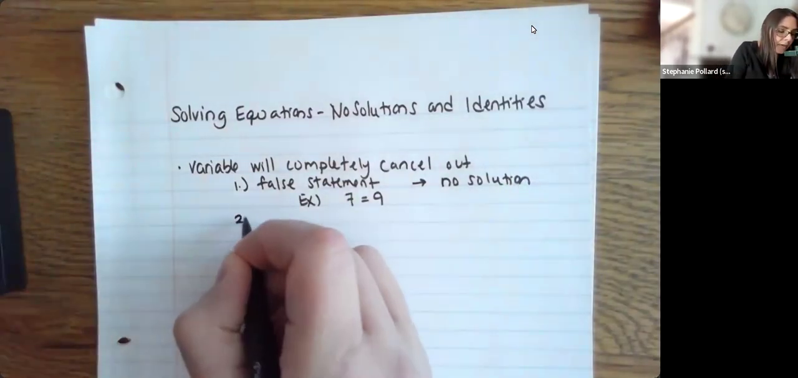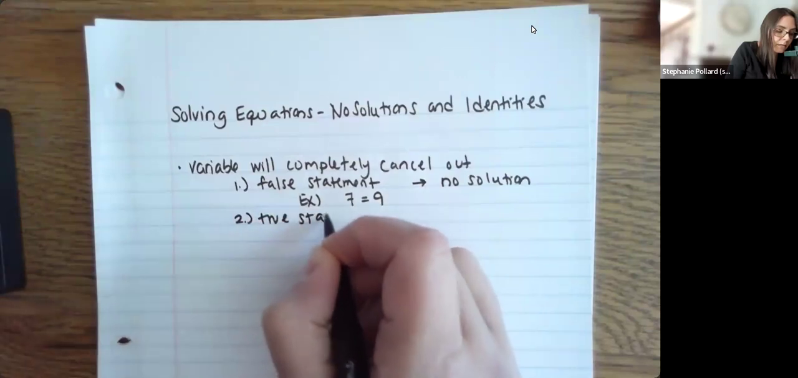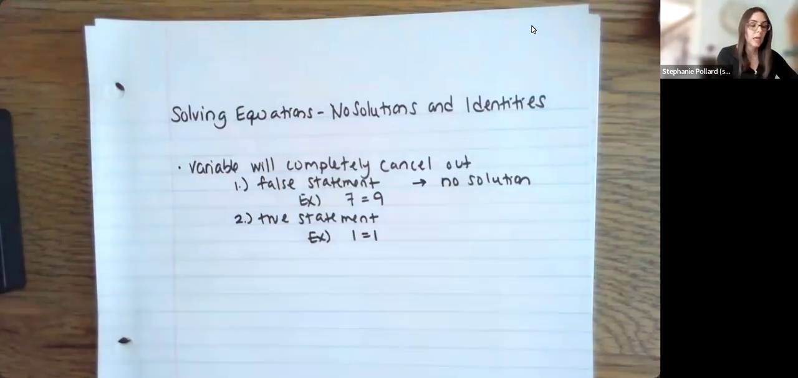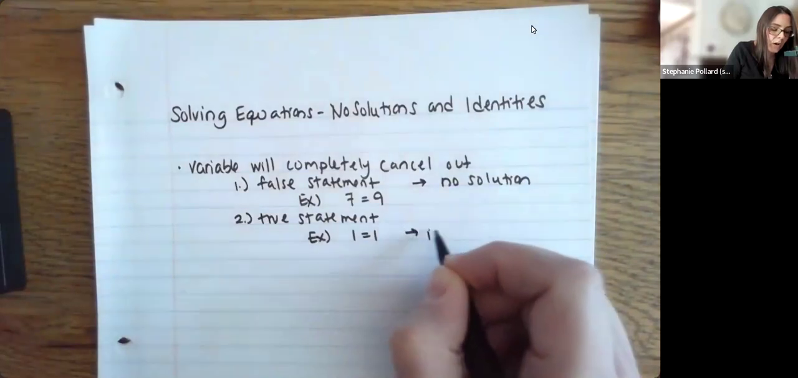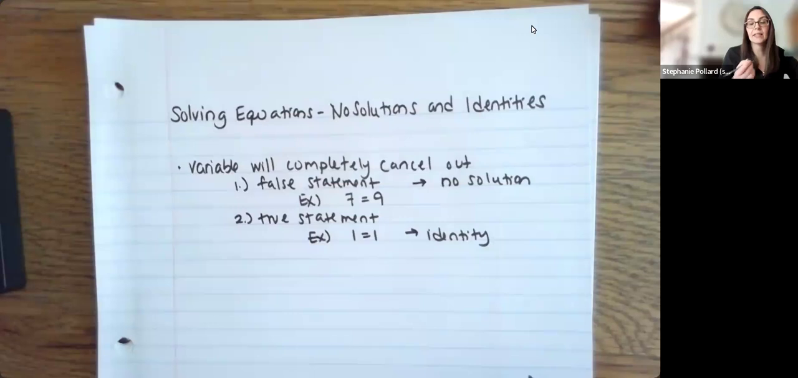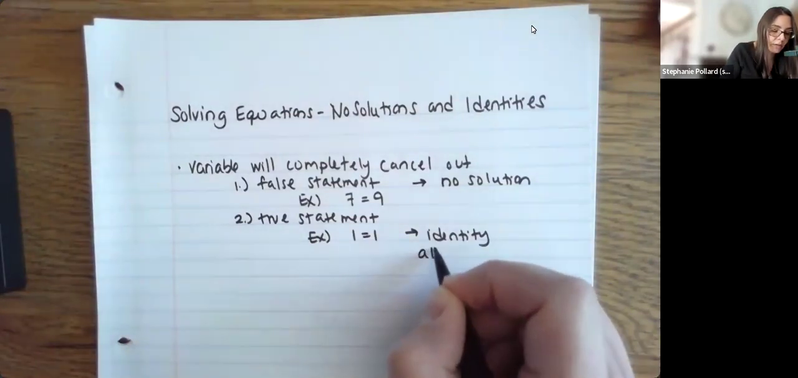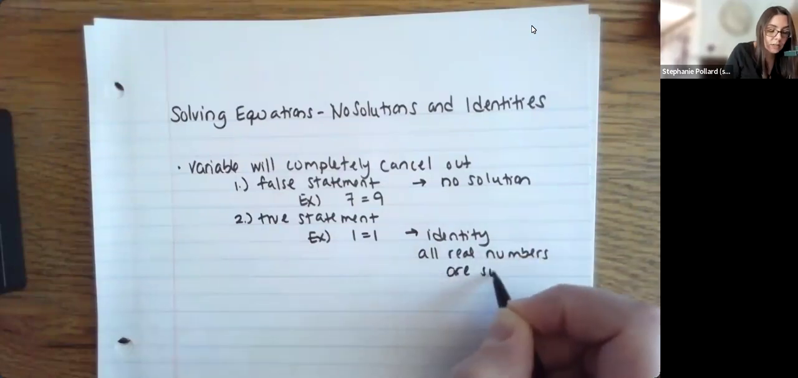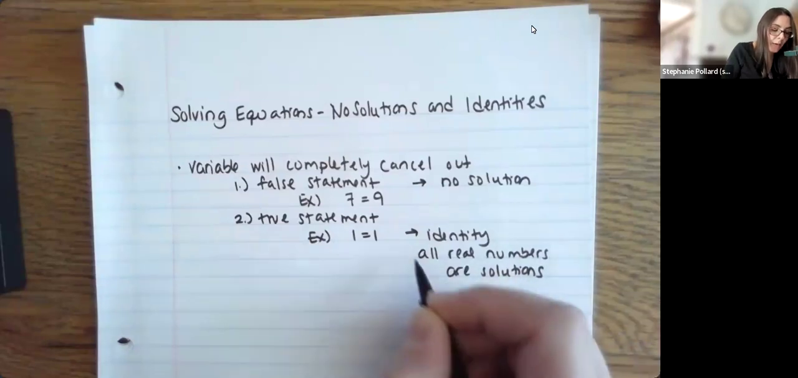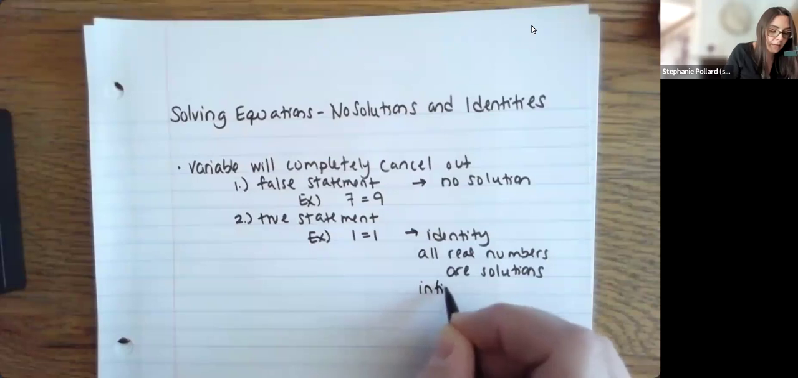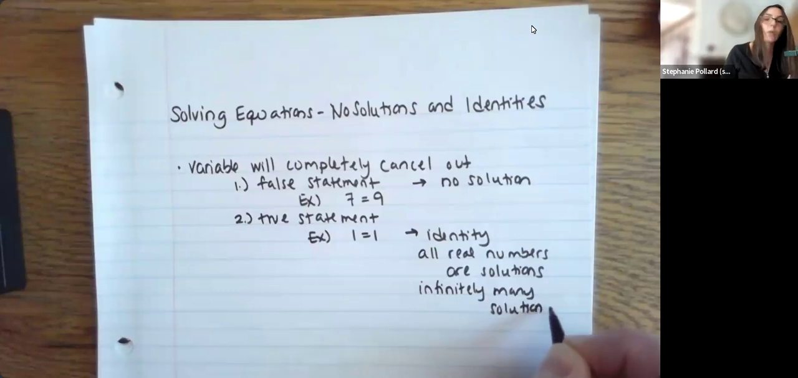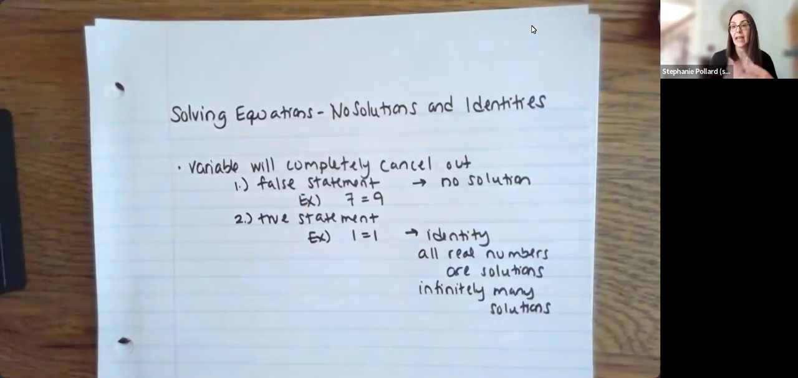And then the second thing that can happen is you could have a true statement. So again, let's say you're solving and you get something like 1 equals 1. That right there is when you get what's called an identity. And an identity is when basically all real numbers are solutions. Another way to think of it is that there are infinitely many solutions. So basically everything works. And again, occasionally we do see this algebraically. So you do want to be on the lookout for these two things.